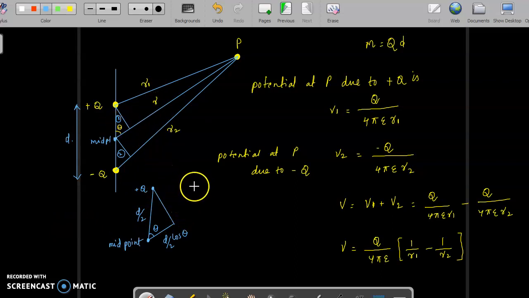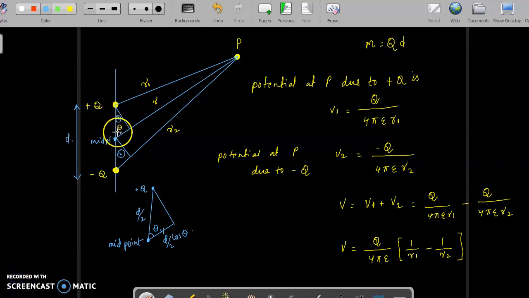Here let us assume that P is very far away from this dipole. Now let us take this triangle. Here you can see the triangle with the angle theta. This is plus Q and this is the midpoint, and the distance from the midpoint to plus Q is d by 2. Its angle is theta. So this side becomes d by 2 cos theta.